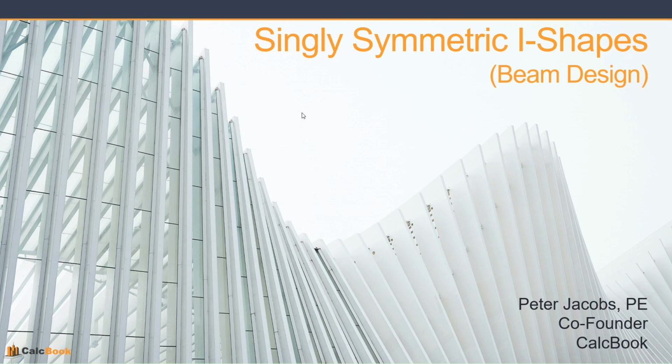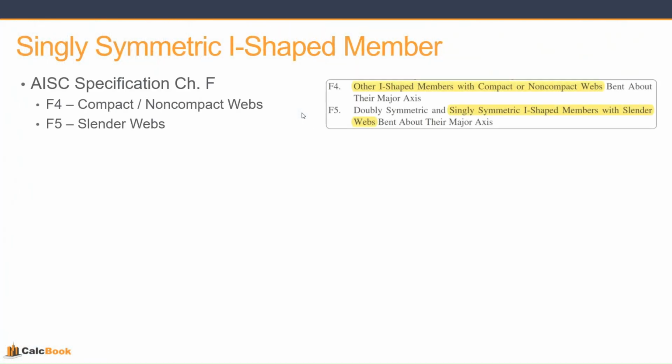Hi, this is Peter with CalcBook, and today we're going to be looking at singly symmetric I-shaped members and specifically looking at beam design. We are going to be doing this calculation in accordance with AISC Specification Chapter F, and we'll be looking at either Chapter F4 for compact or non-compact webs, and then Chapter F5 for slender webs.